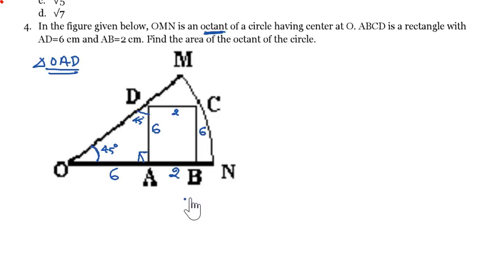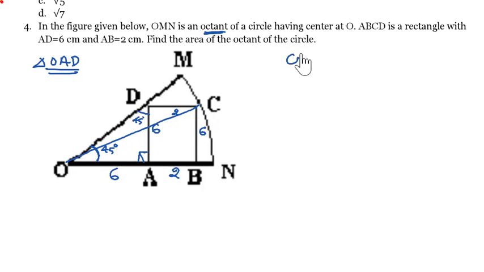Correct? Guys, please respond, have you got this or not? That OA should be equal to 6. Fine? Okay, great. Now the question is correct. If I join OC, it will be the radius. Yes or no? I'm joining from the center to the circumference. So this will be the radius.